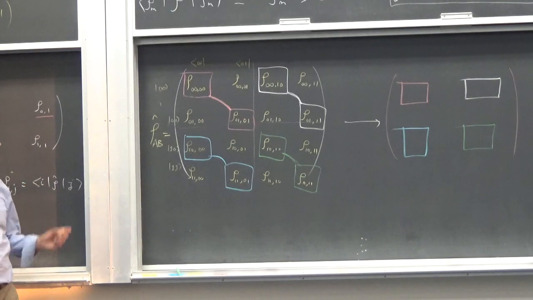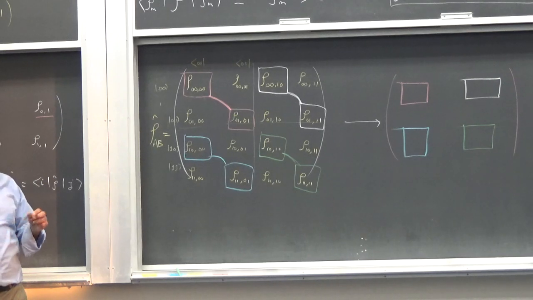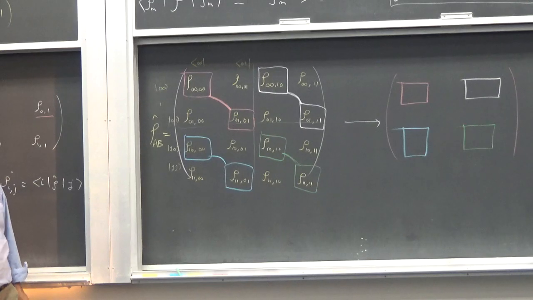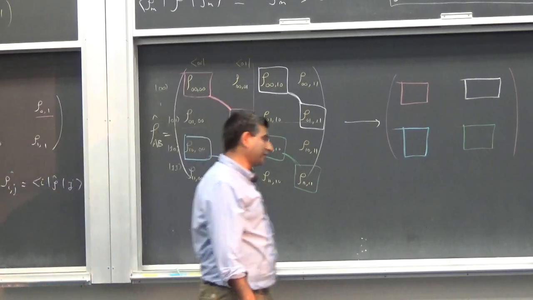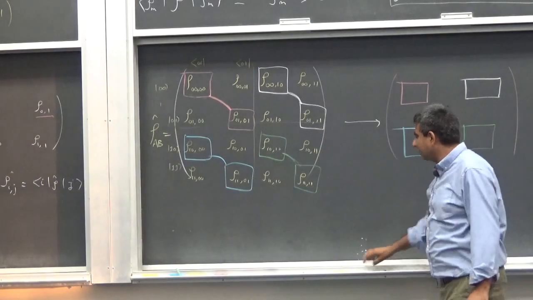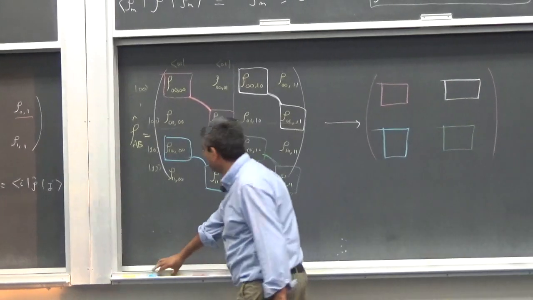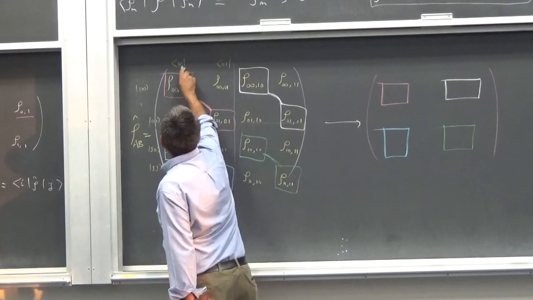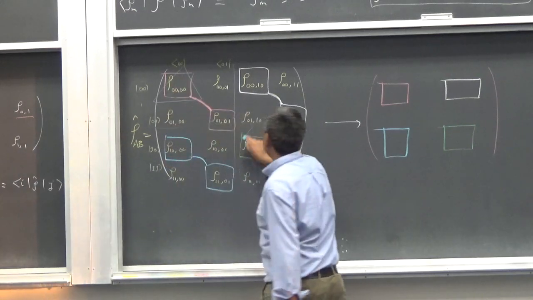If I were to take the partial trace of the first qubit, you can imagine what you will do is you will take the sum of this term with this term.